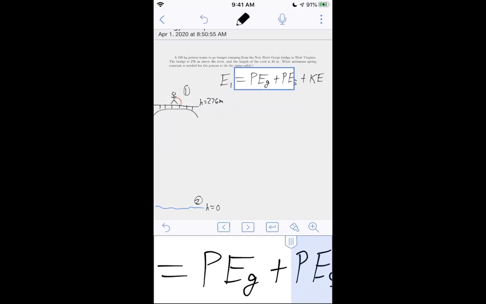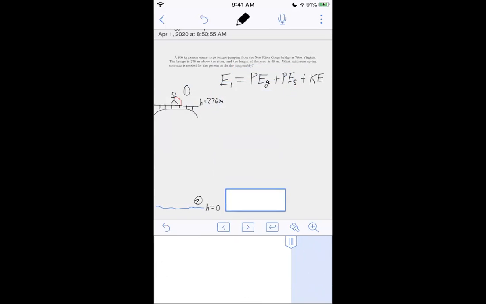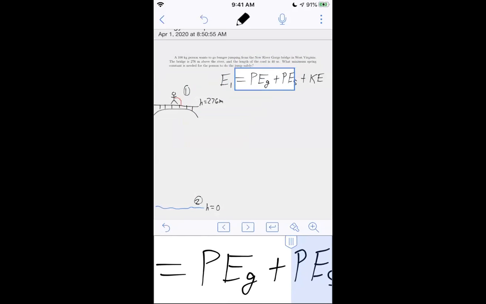And then I want to look at all of these and see, well, okay, are any of these zero? So I can get rid of them right away. With potential energy due to gravity, we always have to define where our height is going to be zero. That's up to you, but here we have a nice convenient definition to call the height equal to zero when the person would be just about to touch the water, right? So then we have the height of 276 meters up at the top. So we know that there's going to be some potential energy due to gravity.